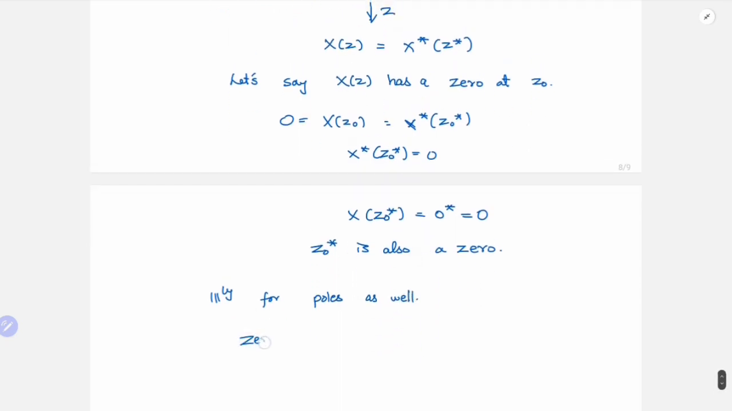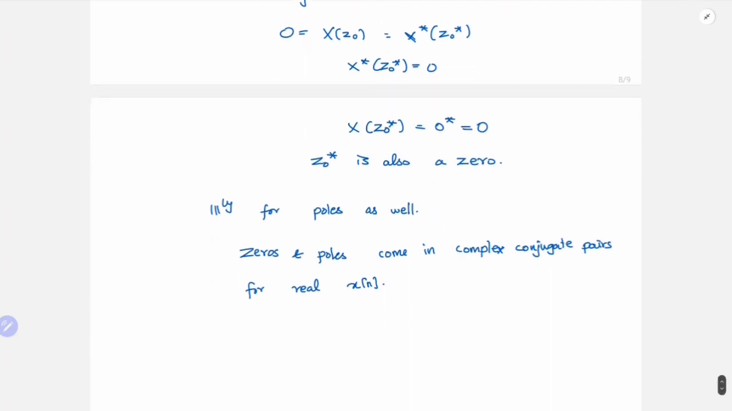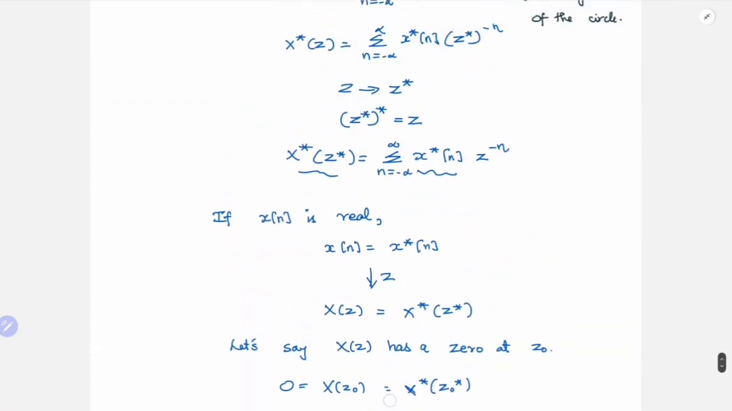So your zeros and poles come in complex conjugate pairs for real x of n. Of course, it is possible that there is only one zero, given that your Z0 is equal to Z0 star, which means that your pole or zero location is real without any complex or imaginary part, right? Okay, that is understood anyway.